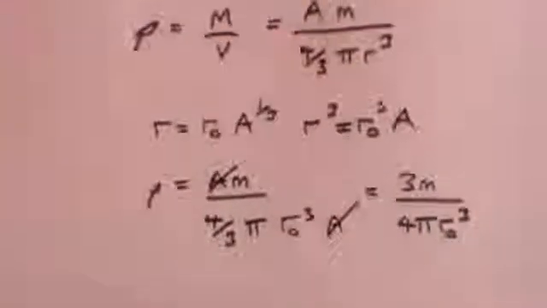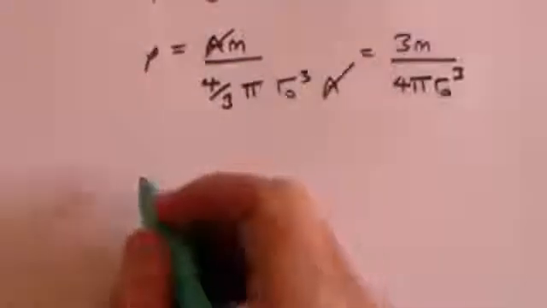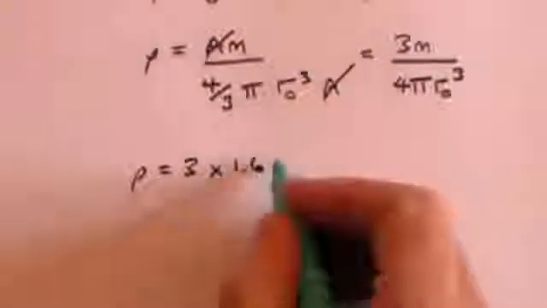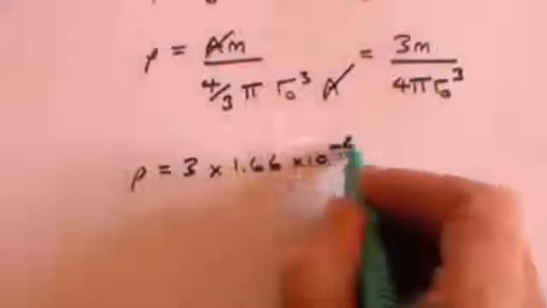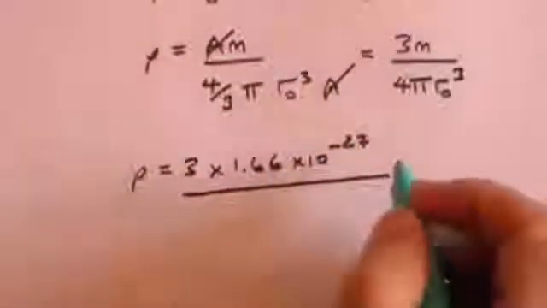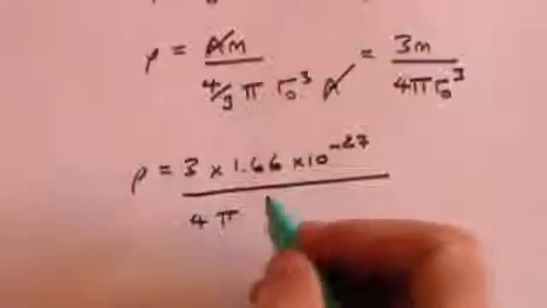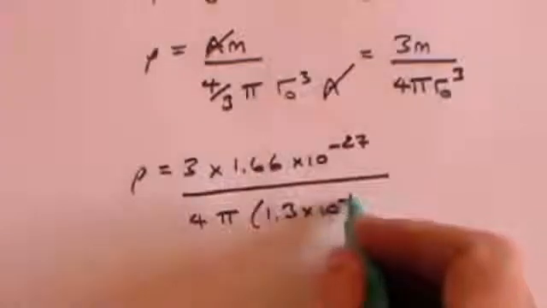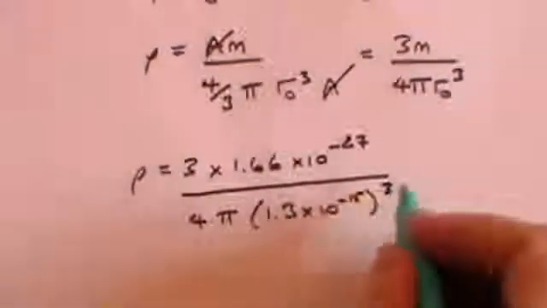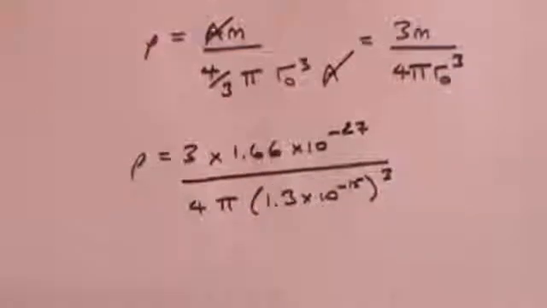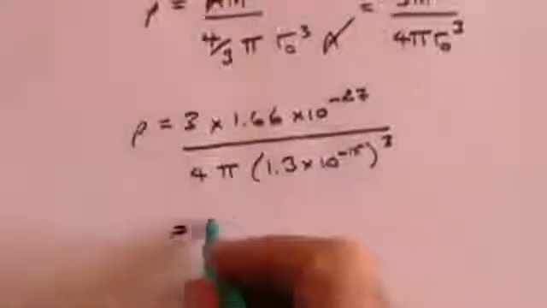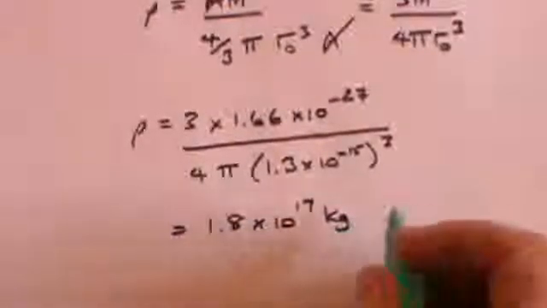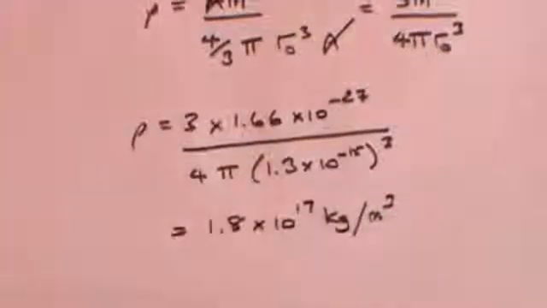And what is that value? Well, let's just work it out. That will be rho equals 3 times the value of the atomic mass unit, which is 1.66 times 10 to the minus 27, divided by 4 times pi times R0, which again we'll use 1.3 times 10 to the minus 15, cubed. When you work that out, you'll find that that equals 1.8 times 10 to the 17 kilograms per metre cubed.